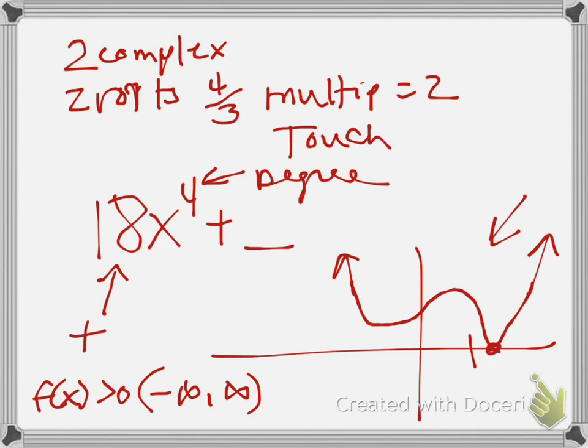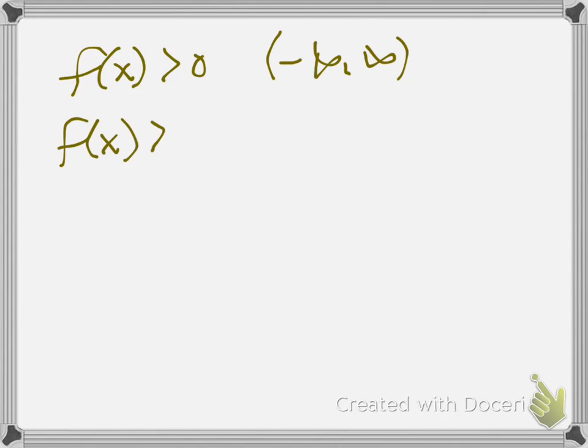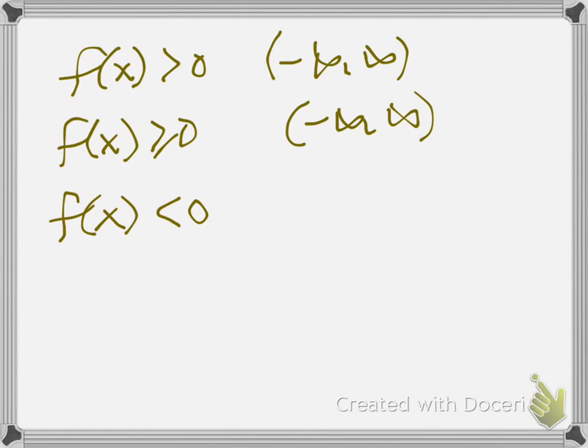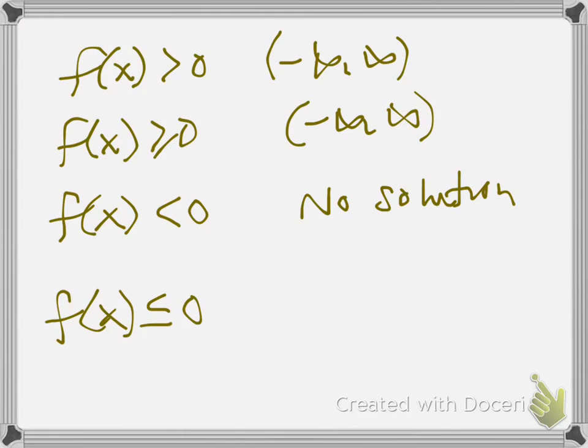So the way to answer this, and I'll just go on the next page to make this clearer, the question says, when is that function greater than 0? The function's greater than 0 from negative infinity to infinity. When is the function greater than or equal to 0? That's also from negative infinity to infinity. When is the function less than 0? The function's never negative, so there's no solution for that. And when is the function less than or equal to 0? Well, it's equal to 0 at 4/3. So that would be the answer.